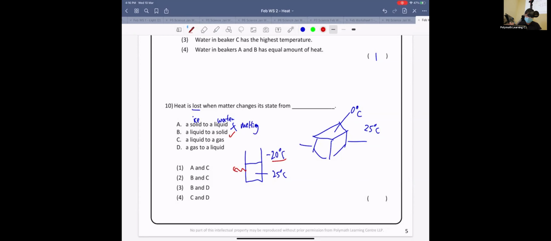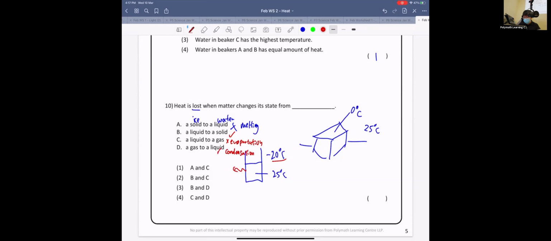Understand? A liquid to a gas is called evaporation. It requires heat gain. If you have a puddle of water under the hot sun, the water will gain heat from the surrounding air and the sunlight, and it will evaporate very fast. So it becomes a gas. A gas to a liquid is called condensation. Condensation requires heat loss.